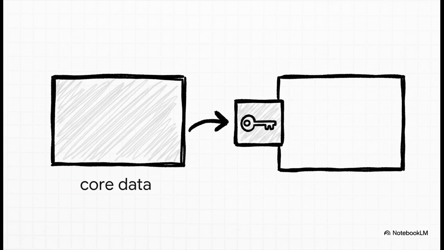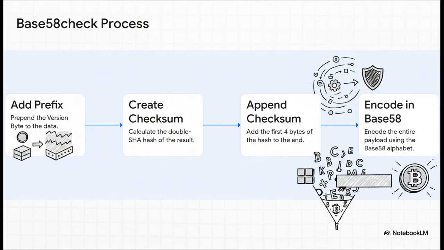Is it a standard Bitcoin address? Is it one of those more complex ones? Or, hey, is this actually a private key? The version byte answers that question. So here's the full recipe, from start to finish.